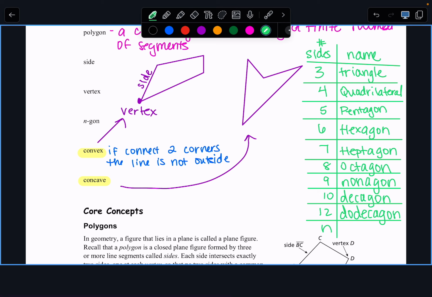Going over all these in a unit? We're going to kind of touch on them now, but we'll come back to them again in the spring. Like triangles and quadrilaterals we'll study really in depth, but not the others. And then if it's not one of these numbers, we put the number and then dash gone. So n-gon, 11-gon, 15-gon, 17-gon. We're out of special names.